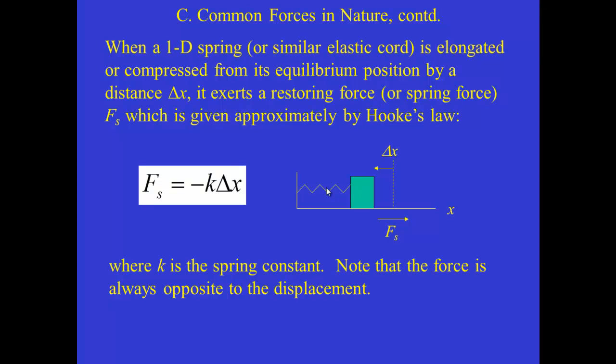Then, sometimes we have problems involving springs, and the force that the spring exerts on the object it's attached to is given by Hooke's law. The minus sign indicates that the direction of the force is opposite to the displacement of the object, so that if the spring is compressed, the force is against the displacement. If the spring is stretched, the force again is against the displacement. And k here indicates that this equation is a linear equation between the displacement and the force.